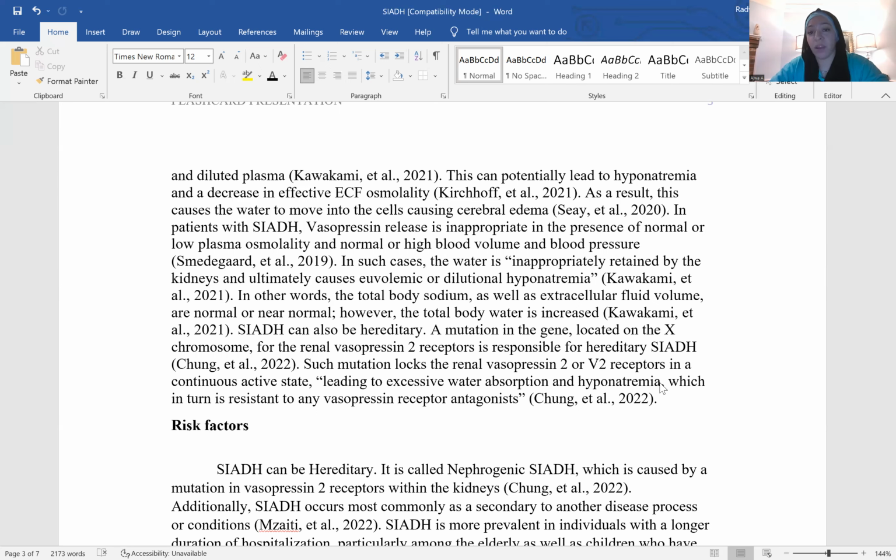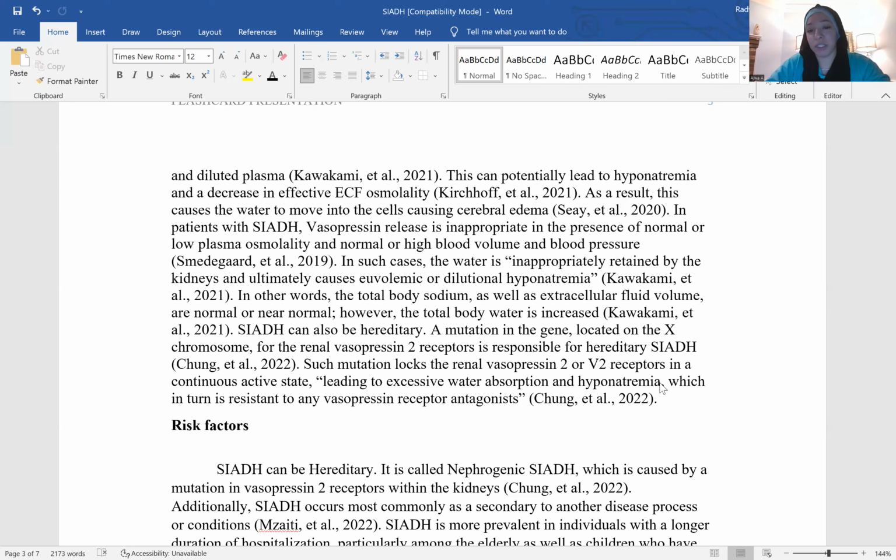In such cases, the water is inappropriately retained by the kidneys and ultimately causes euvolemic or dilutional hyponatremia. In other words, the total body sodium, as well as the extracellular fluid volume, are normal or near normal. However, the total body water is increased. SIADH can also be hereditary.